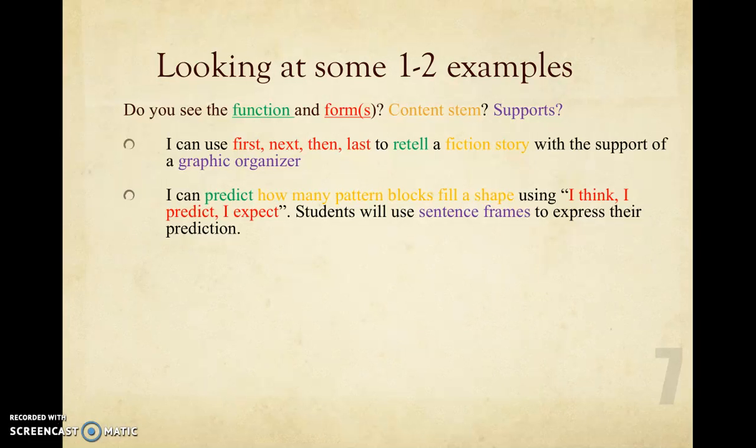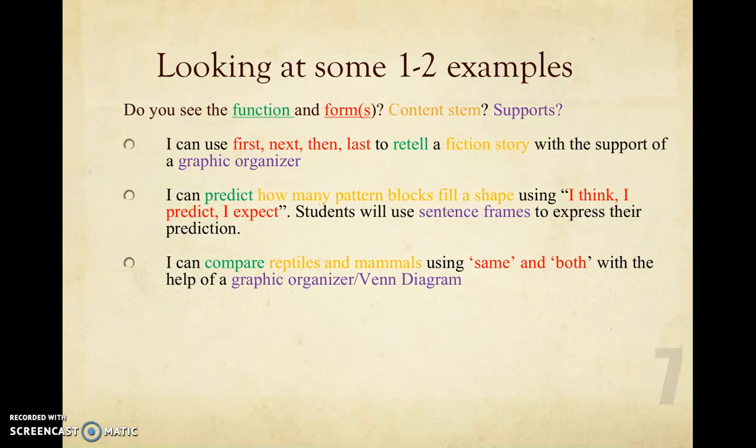So here, the function is predict. How many pattern blocks fill a shape is the content. I think, I predict, I expect is the language forms. And sentence frames are the main support here. Here's the next example. Take a moment and look at the color bank above and see how you did with this example.